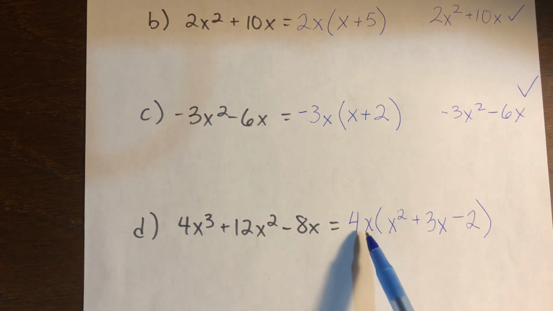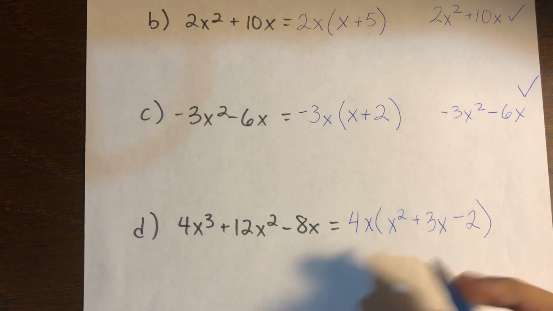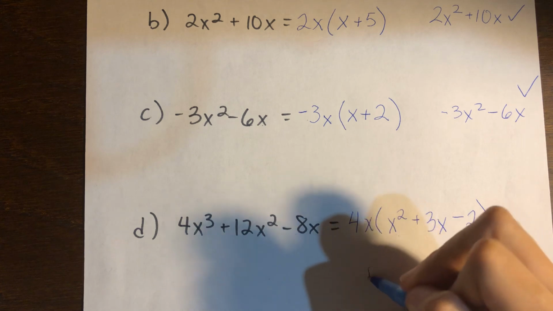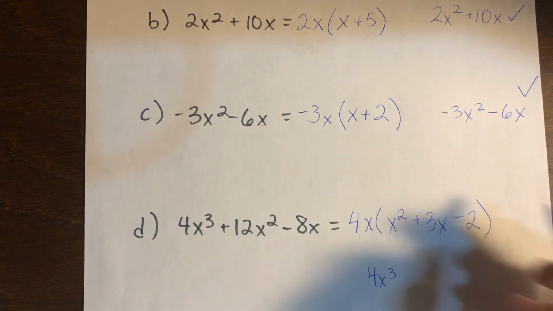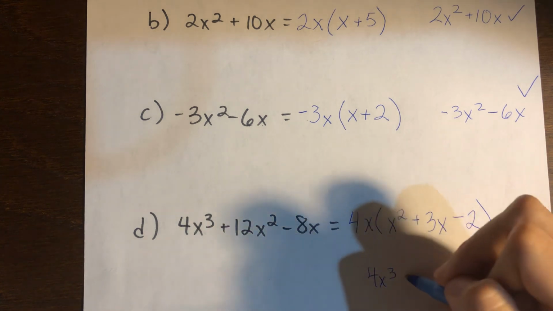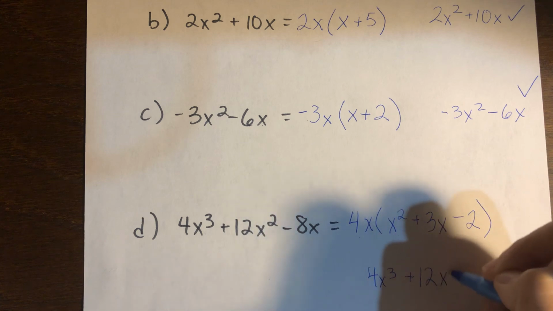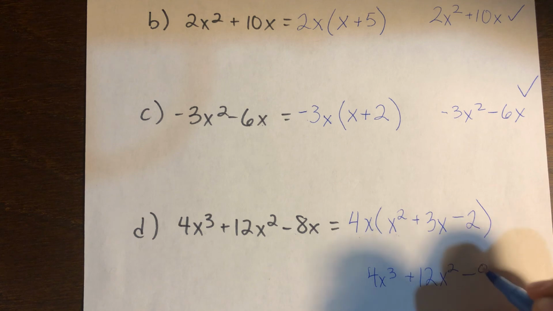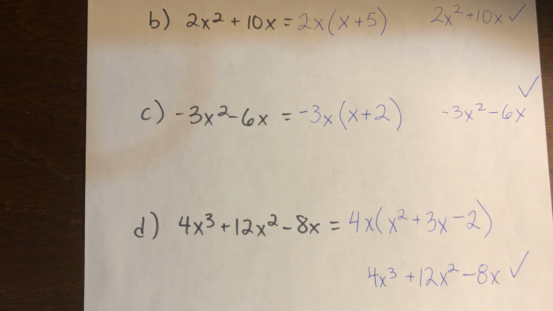And if we distribute this one, we're just going to distribute it all to 3. So 4x squared times x. 4x times x squared is 4x cubed. 4x times 3x is positive 12x squared. 4x times negative 2 is negative 8x, so this checks out.